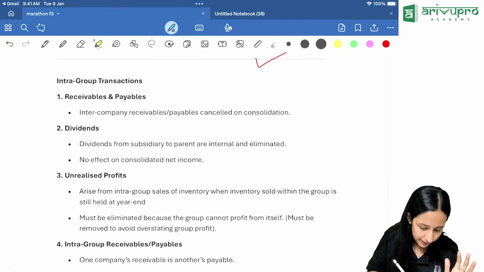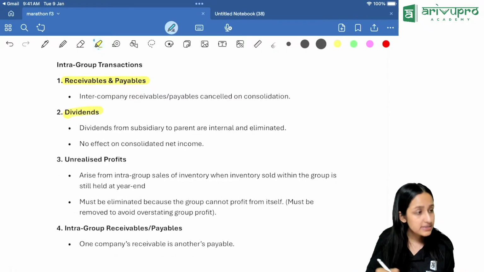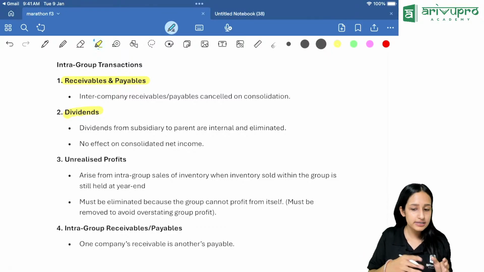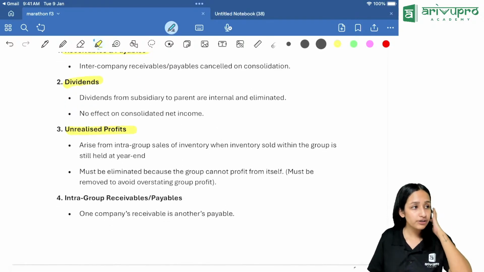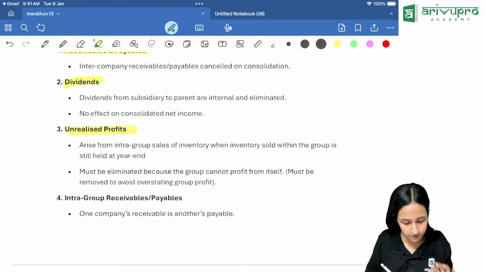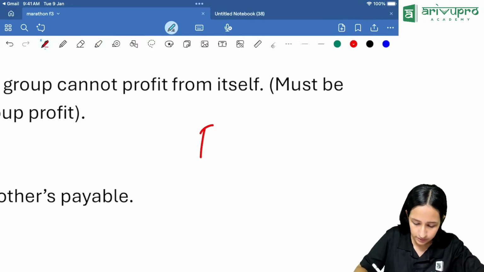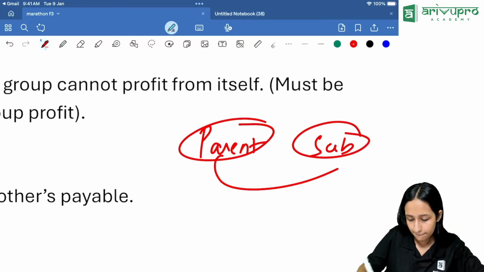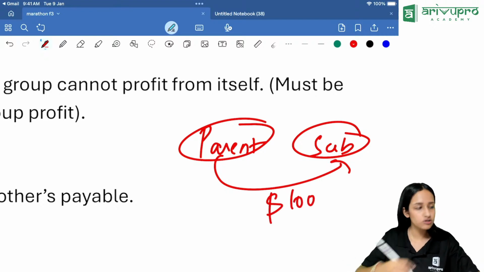Also remember, if there are any receivables or payables between them, you will subtract them; you will take them out from the balance sheet. If there's any dividend, you will not include that because that is an internal transaction. Internal transactions are always eliminated. Unrealized profit, if there is any, arises from intra-group sales. Now, what is an unrealized profit? For example, this is the parent, this is the subsidiary. The parent sold $100 worth of goods to the subsidiary.